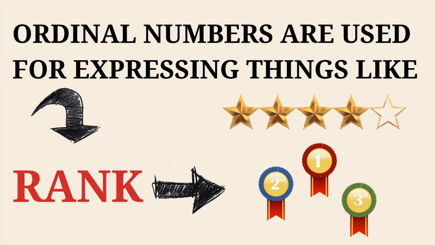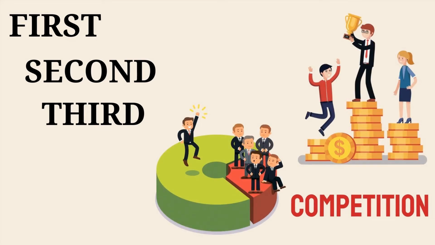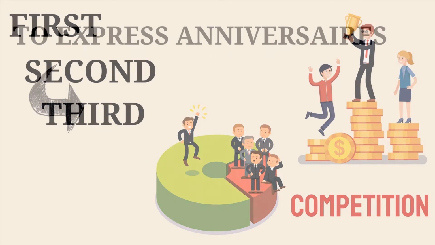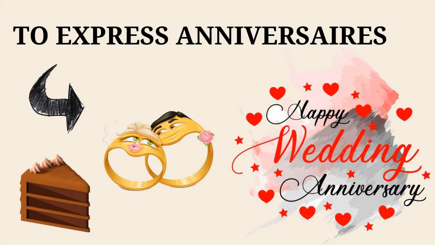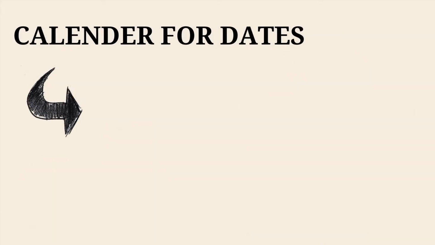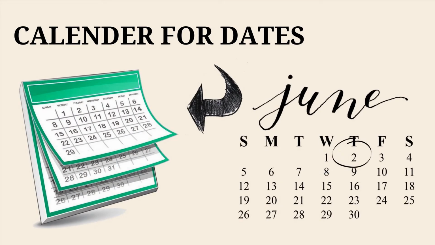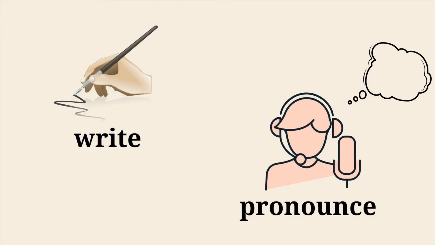Ordinal numbers are used for expressing things like a rank, first, second, third place in a contest or competition, or they are used to express anniversaries. For example, this is my second wedding anniversary, and it's also used commonly in the calendar for dates. For example, June 1st, June 2nd. So this is where we use ordinal numbers.